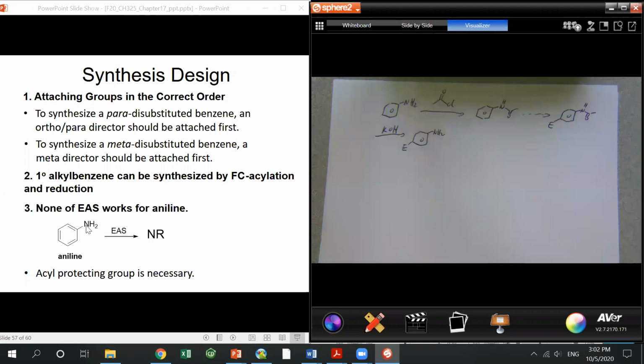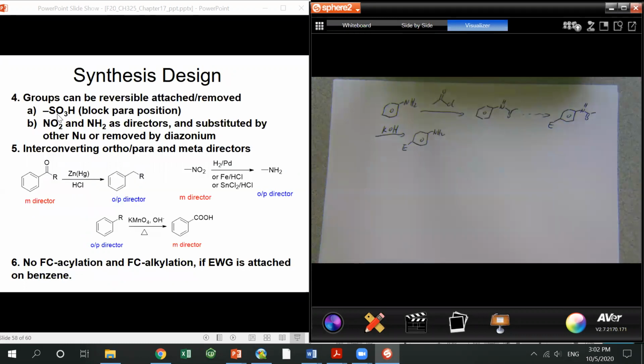The next protecting group is sulfonate. Sulfonate is pretty good at blocking the para position, and then you can put such a group onto the ortho positions. Those were learned before.